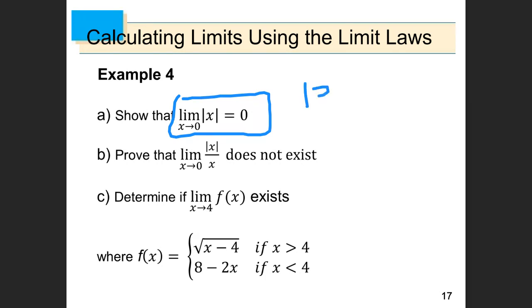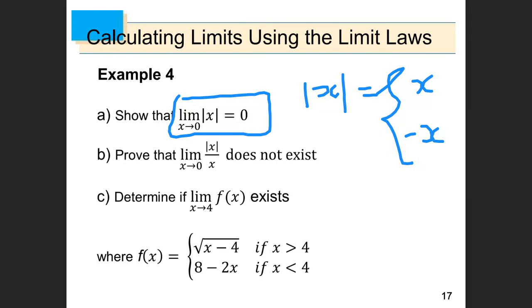Absolute value, there is a definition for absolute value, right? Absolute value can either be equal to x or it can be equal to minus x, all right? So absolute value of x can be equal to x or it can be equal to minus x. When is it equal to x? That is if x is greater than or equal to 0. When is it equal to minus x? When x is less than 0.